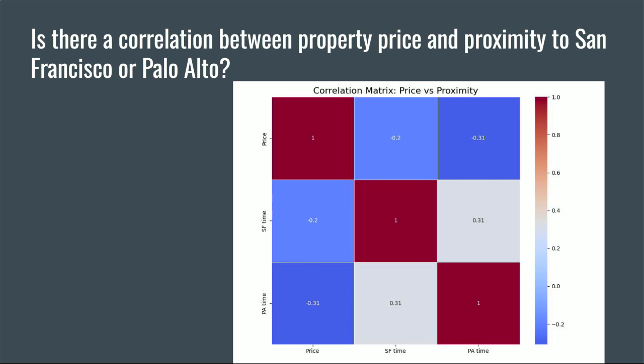So, is there a correlation between property price and proximity to San Francisco or Palo Alto? This heat map highlights the negative correlations between commute times and property prices. Properties closer to San Francisco and Palo Alto tend to be more expensive. The strong negative correlation underscores the importance of proximity as a key factor in determining property prices.